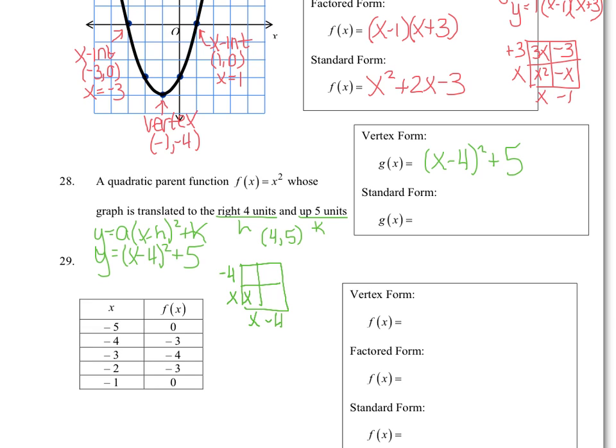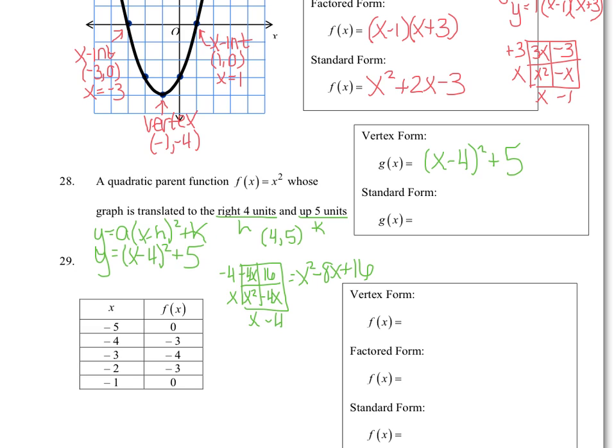X times x is x squared. X times -4 is -4x. X times -4 is -4x. And -4 times -4 is 16. So this is going to equal x squared minus 8x plus 16. That's what gives me x minus 4 squared.